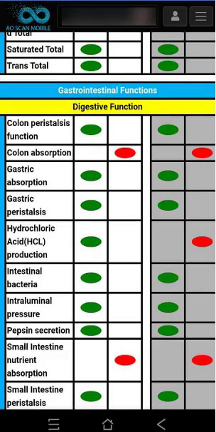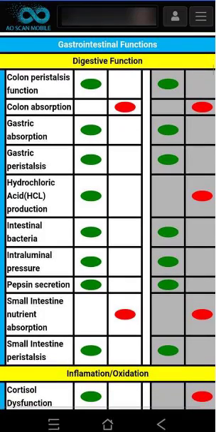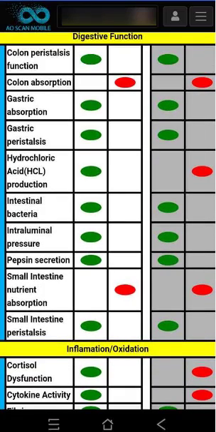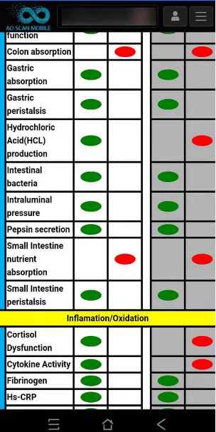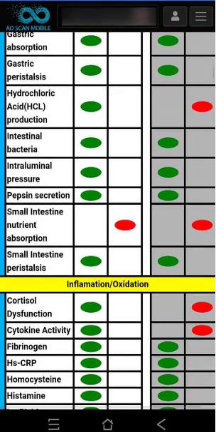Now we're going down to digestive function. Colon absorption is flagged, double flagged. That means our energy, our frequency enhancement or optimization, did very little. That means it's a bigger problem than if it had been able to enhance that frequency. It was not able to really get it into range at all. And gastric absorption, hydrochloric acid, has got a flag on it. The small intestine nutrient absorption has 2 flags.